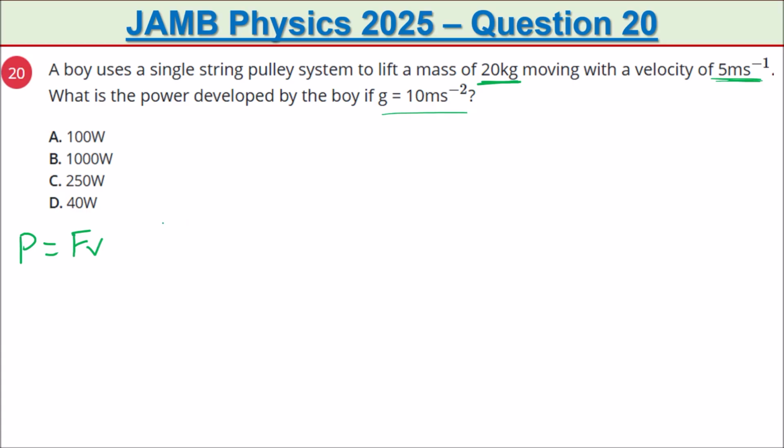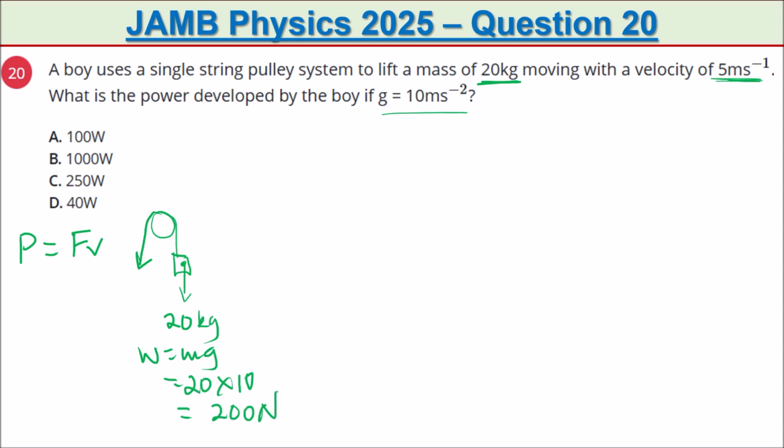Now in this case, it's a pulley. We have a pulley system. So the force is equivalent to the weight of the object. Since the mass is 20 kgs, weight is equal to mg, which is 20 kgs times g, which is 10. So our force is 200 newtons. So we're saying P equals Fv. The boy is pulling this side, a weight of 200 newtons. What is the power developed?